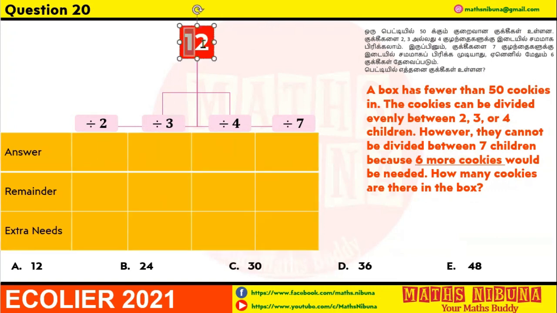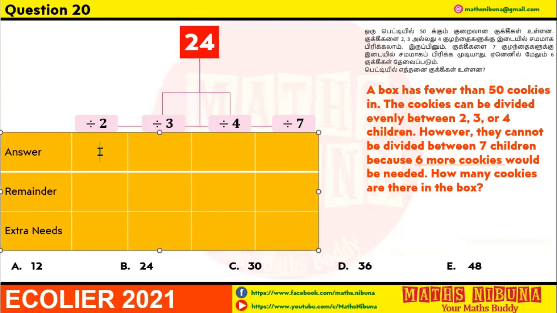You test with the next number, let's say 24. Okay, 24 divided by 2, 12, no remainder. That means this is not possible. Okay, you test one by one. 24 divided by 3 is 8. No remainder and no need to talk about extra. Okay, 24 divided by 4 is 6. So there is nothing here. This is also nothing.